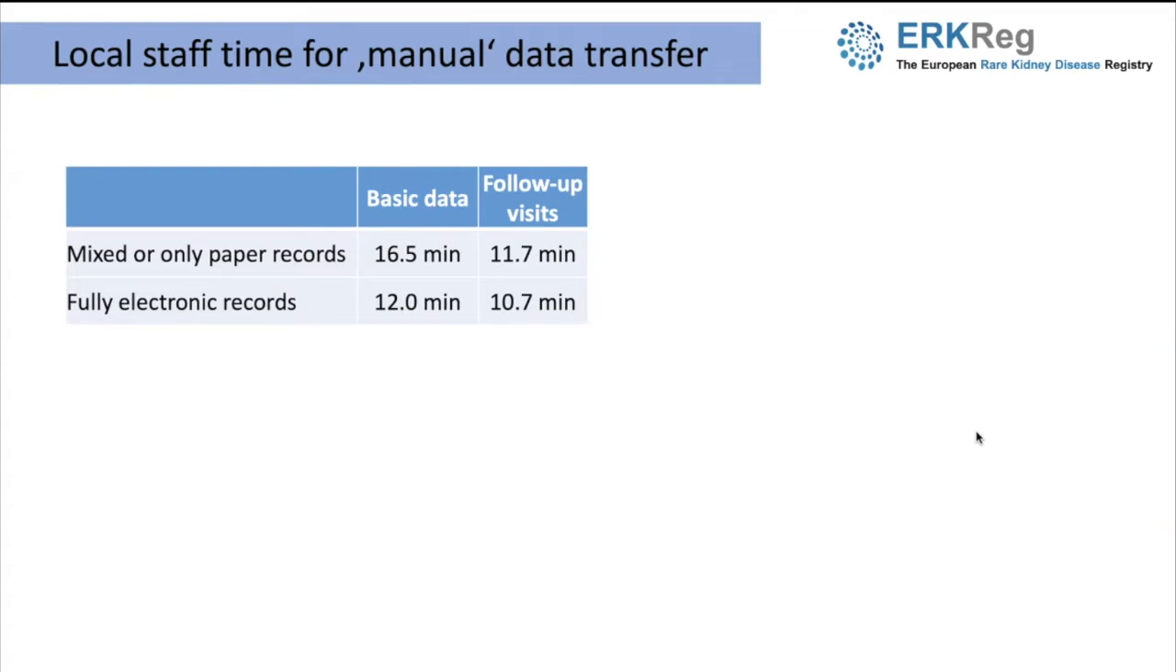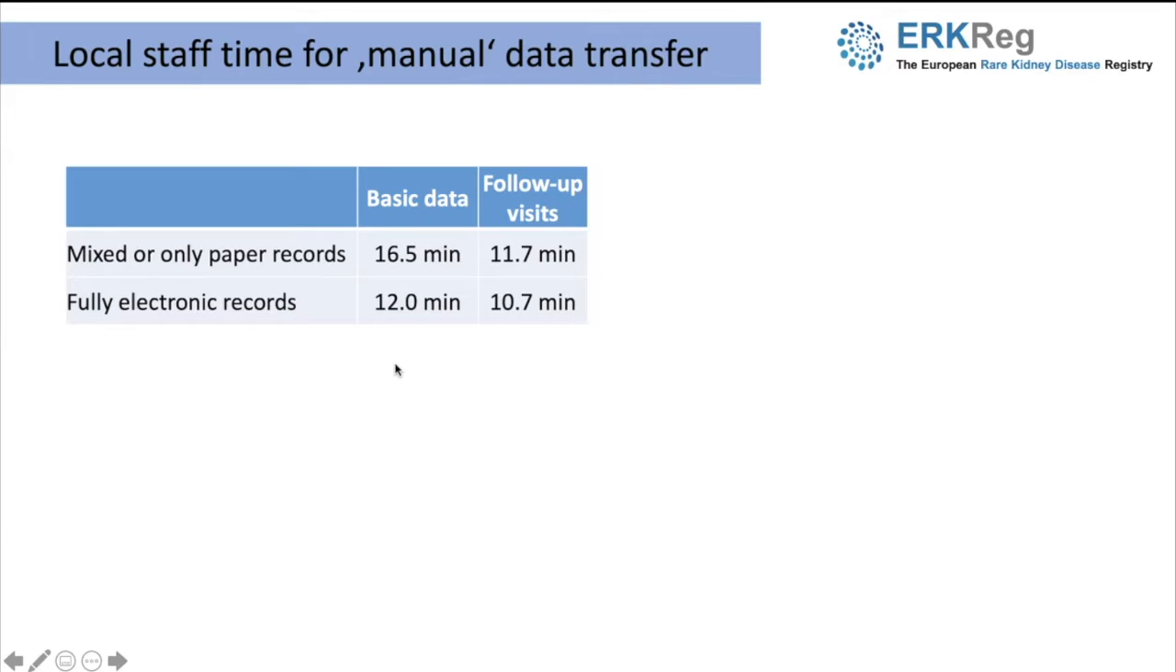And we also asked how long does it take you to make an entry? For the basic data entry, which is a bit more laborious, you have to look up several diagnostic features, the genetic data, etc. It takes about 16 minutes when you use only paper records or mixed paper and electronic records. Those centers that have complete electronic health records, it takes them on average 12 minutes. So you can see that it's about 1/3 less time effort if you have all your data in an electronic file system. And this is for the follow-up visits.